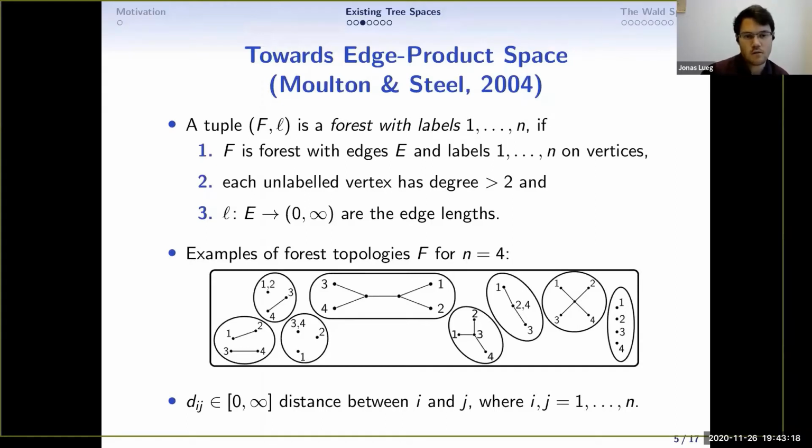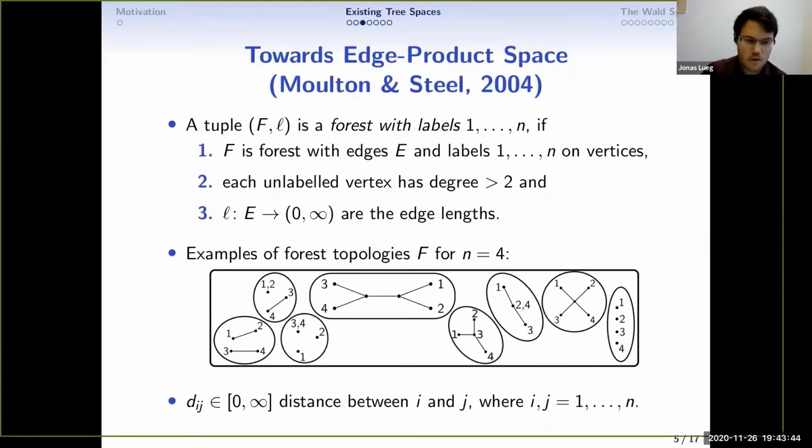As an example, you can see the forest topologies for 4 taxa, for labels in this sense, so that you get a feeling for how these forests might look. They may still be a fully resolved tree, for example, or something very strange like this, with isolated vertices that are labeled, and this one is labeled twice, for example.